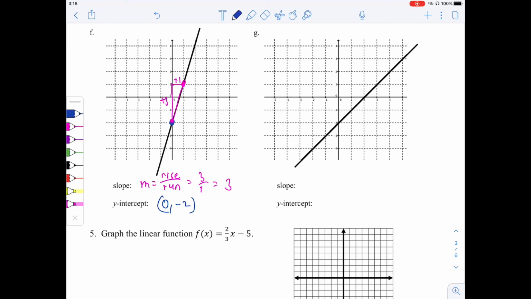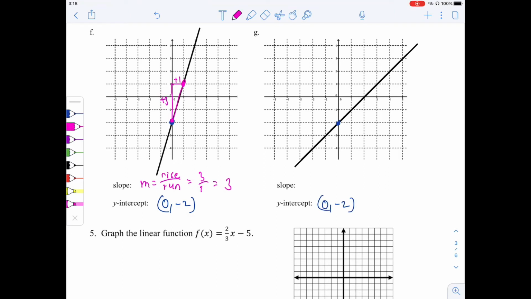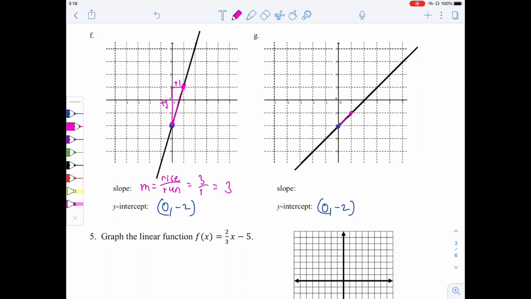Okay, the next one, same thing. We can find what the y-intercept is. Right there, that's a negative 2. This again is at (0, -2). Our slope, we're going to hit a corner. All right, there, perfect. So we go up 1, right 1. So our slope is rise over run, which is 1 over 1, which is just 1.